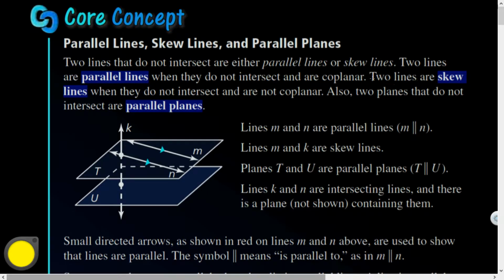Then two lines are skew if they don't intersect. So that's a similarity between skew lines and parallel lines, except they are not coplanar. So lines K and N or M are neither coplanar nor intersecting. Also, two planes that do not intersect are called parallel planes. There's no way for planes to be skew to one another because they would intersect, unless maybe we're talking about some four-dimensional or multi-dimensional space beyond three dimensions. But really, please, come on. We'll wait until linear algebra to do that.